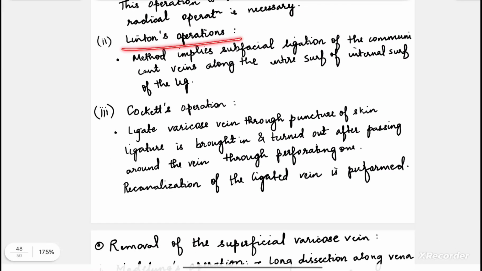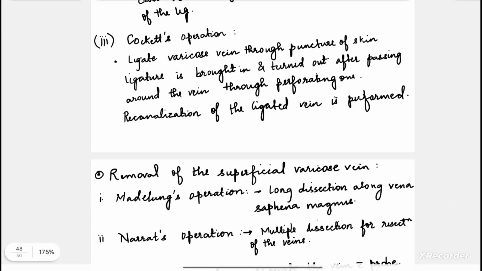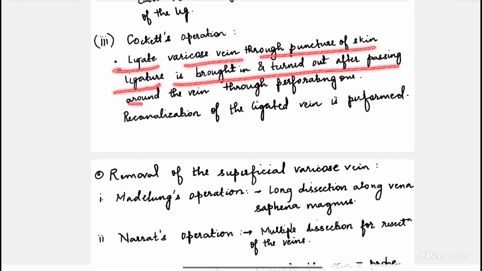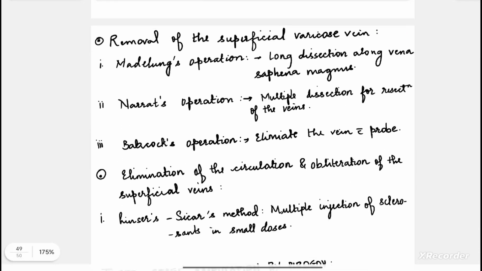Next method is Linton's operation. The method implies subfascial ligation of the communicant veins along the entire internal surface of the leg. Next method is Cockett's operation. Ligate the varicose vein through a puncture of the skin; the ligature is brought in and turned out after passing around the vein through the perforating one. Recanalization of the ligated vein is performed.